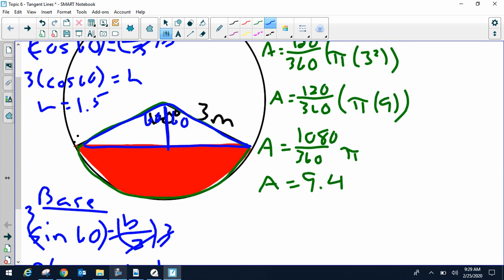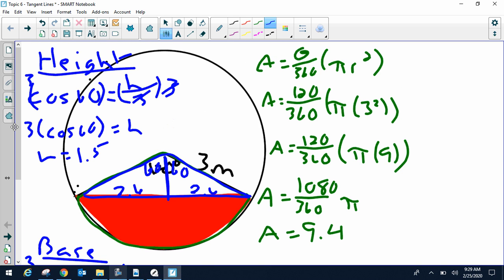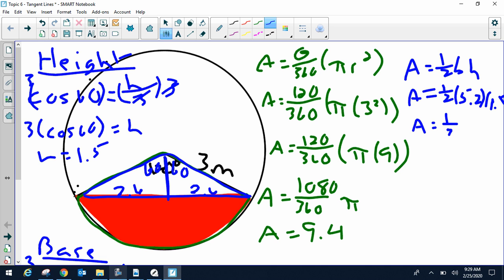But that base is this piece here, and notice you have two of them. So the entire base would be 5.2. So we're going to find the area of the triangle, so it's 1/2 base times height. Remember the base is 5.2, it's both bases combined. The height is 1.5. So 1.5 times 5.2 gives you 7.8. Divided by 2 is 3.9.